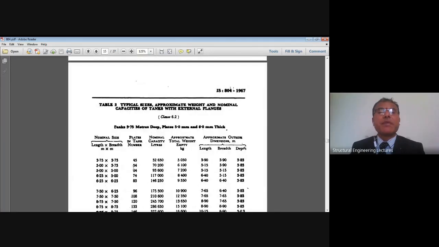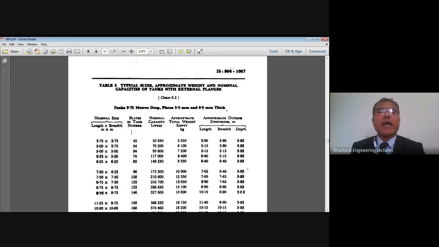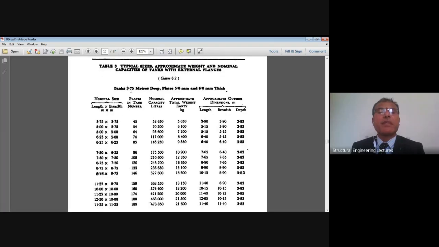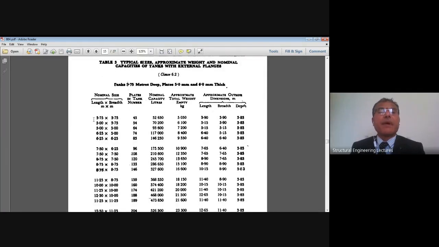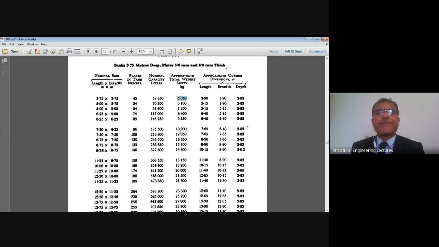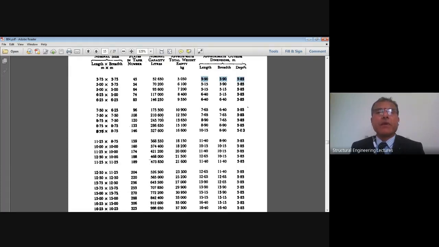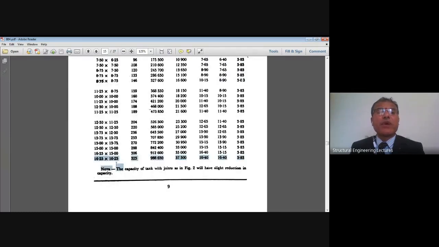Then the same is repeated for three plates height, three tire, 1.25 multiplied by 3. Therefore the first size is 3.75 by 3.75 by 3.75. Once again it is a cube of 3.75. Then at least you require 5 numbers of plates, and it can store 52,650 liters. Its sulfate is equal to 5050 kgs. Its outer dimensions are 3.9 by 3.9 by 3.83. Like that, you can see up to 16.25 by 16.25.